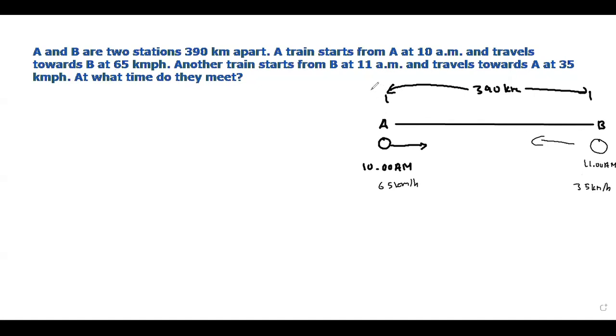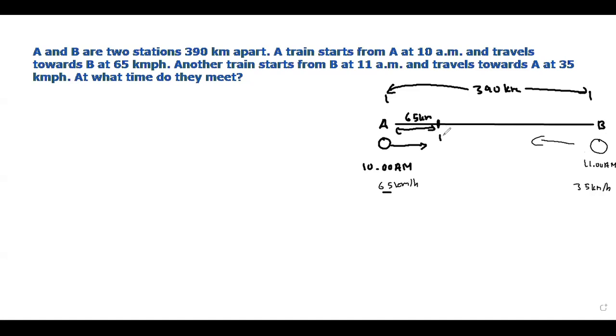The first thing you need to know is that train A starts from 10 a.m. The train B only starts from 11 a.m. So train A is 1 hour ahead of him. In that 1 hour, the distance covered will be 65 kilometers, because train A travels at 65 kilometers per hour.